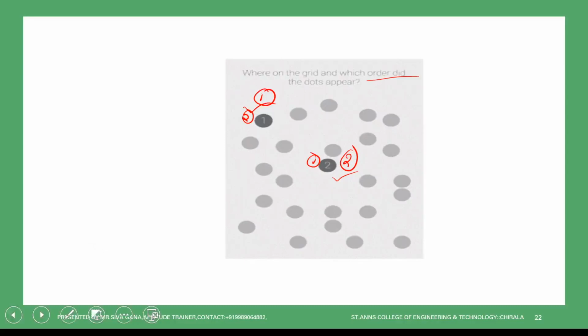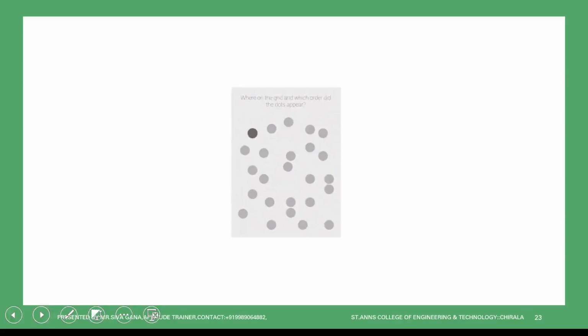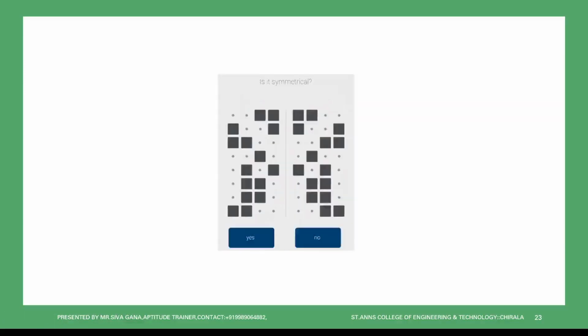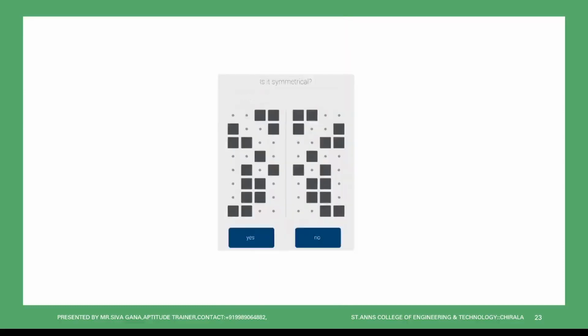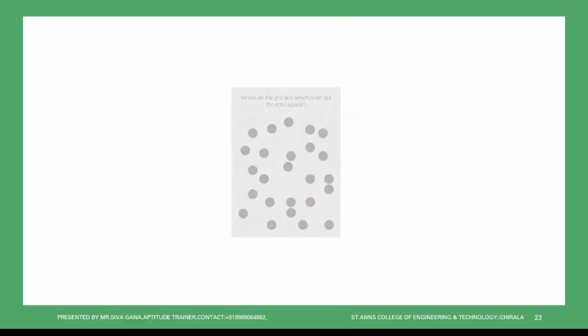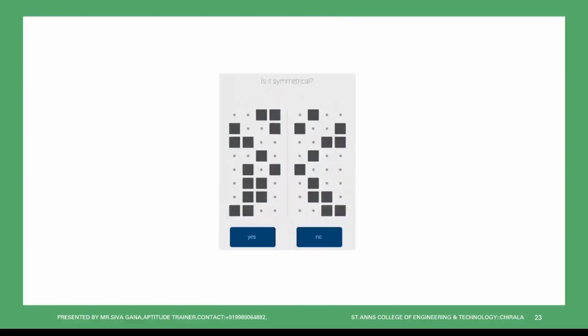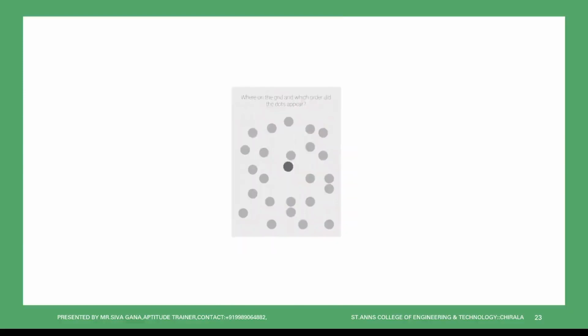Next one, where on the grid and in which order the dots are present. Order is also important. This is about this game, right? I'm showing this. Are you observing, everybody? Just a matter of seconds it will be present. In that matter of seconds you need to answer. First one, third one, and fourth one. Next, first one, symmetry. Second one, symmetry and order. That's it, there the game ends.